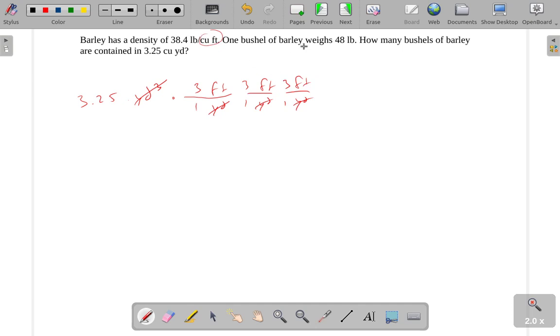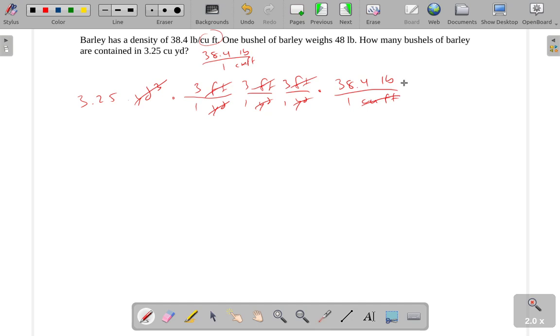So now I can go ahead and say, since this is 38.4 pounds per 1 cubic foot, that's how much it weighs, I'm going to use this particular fraction. This amount here would be 38.4 pounds per 1 cubic foot. Cubic foot here will cancel with the 3 feet there.